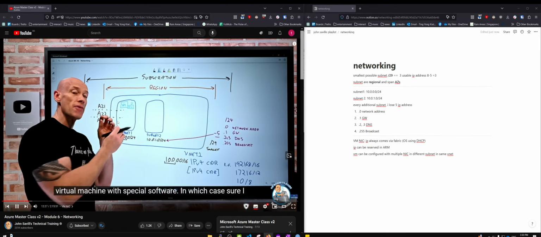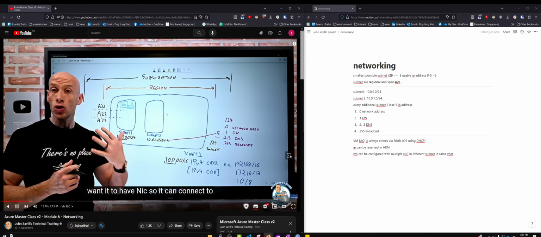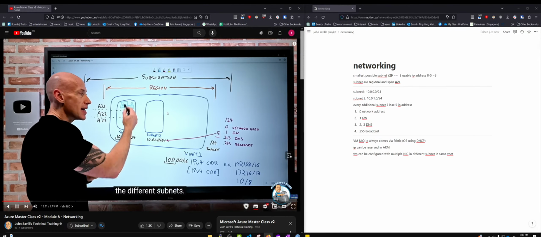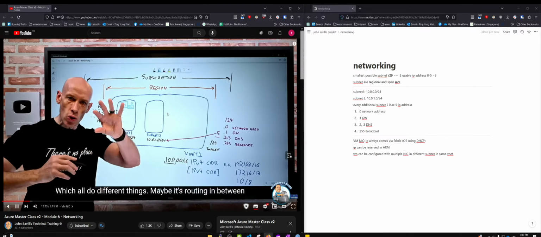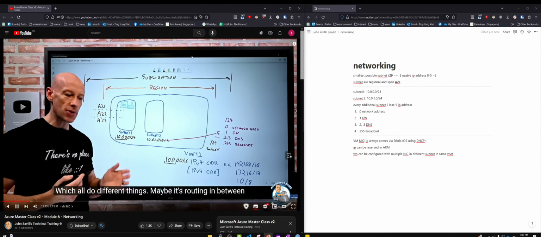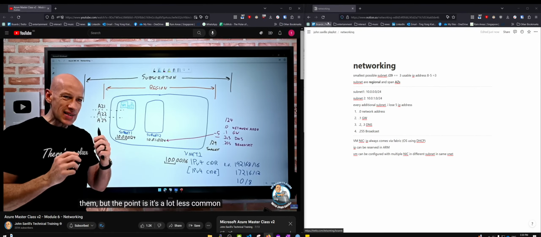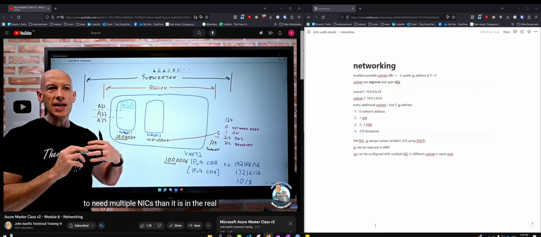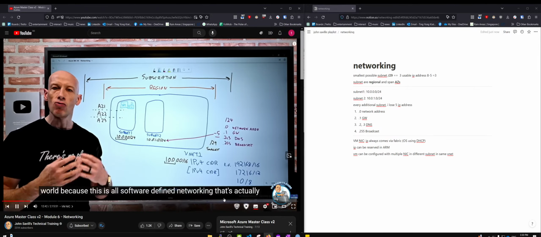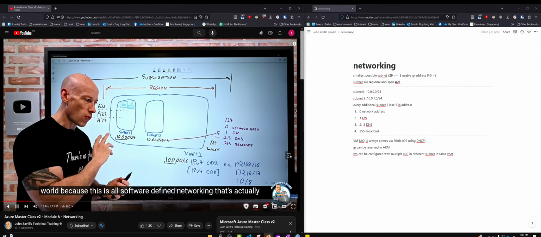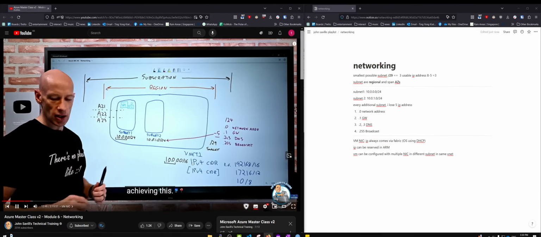To a virtual machine with special software, in which case, sure, I want it to have NICs so it can connect to the different subnets which all do different things. Maybe it's routing in between them. But the point is it's a lot less common to need multiple NICs than it is in the real world, because this is all software-defined networking that's actually achieving this.